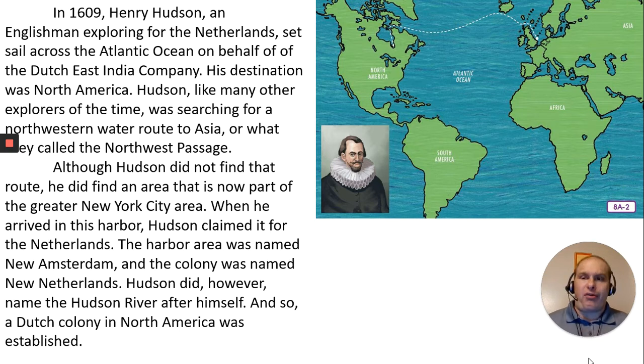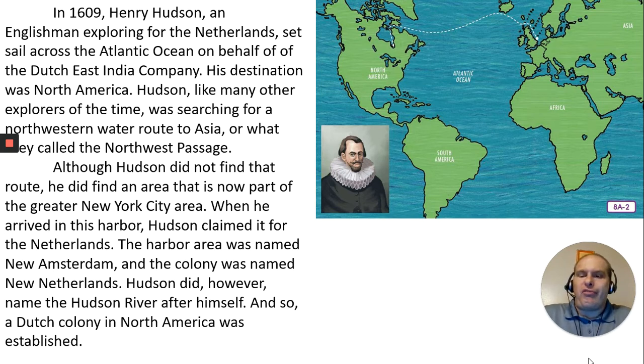In 1609, Henry Hudson, an Englishman exploring from the Netherlands, set sail across the Atlantic Ocean on behalf of the Dutch East India Company. His destination was North America. Hudson, like many explorers of his time, was searching for a northwestern water route to Asia, what they called the Northwest Passage. Although Hudson did not find that route, he did find an area that is now part of the greater New York City area.